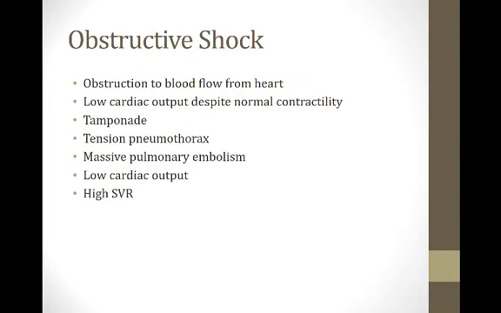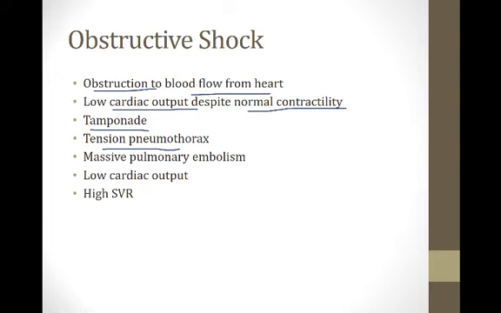Obstructive shock gets its name because in this form of shock there is obstruction to blood flow from the heart. These patients will have a low cardiac output just like cardiogenic shock, but they have normal left ventricular contractility. So this occurs in a couple of unique settings where the heart can't pump blood to the body even though the heart itself is normal. So in tamponade, the left and right ventricles are completely normal, but because there is fluid surrounding the heart, the cardiac output falls.